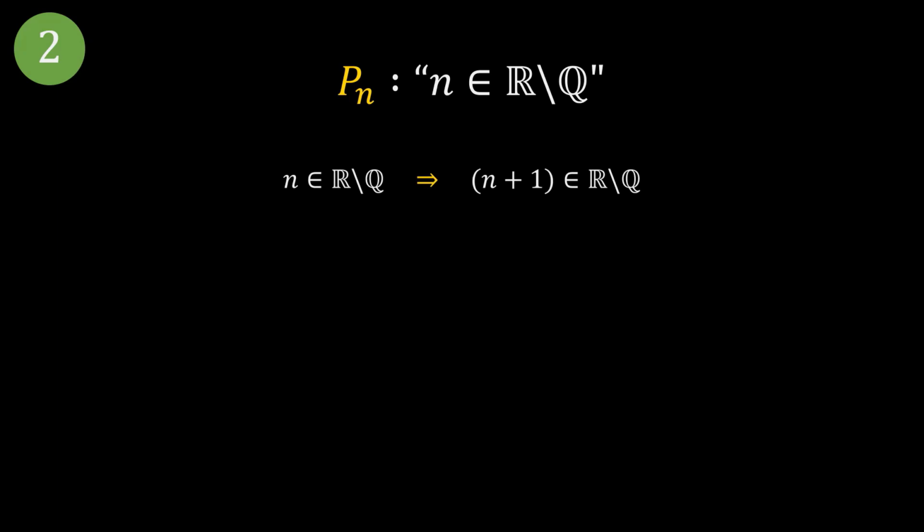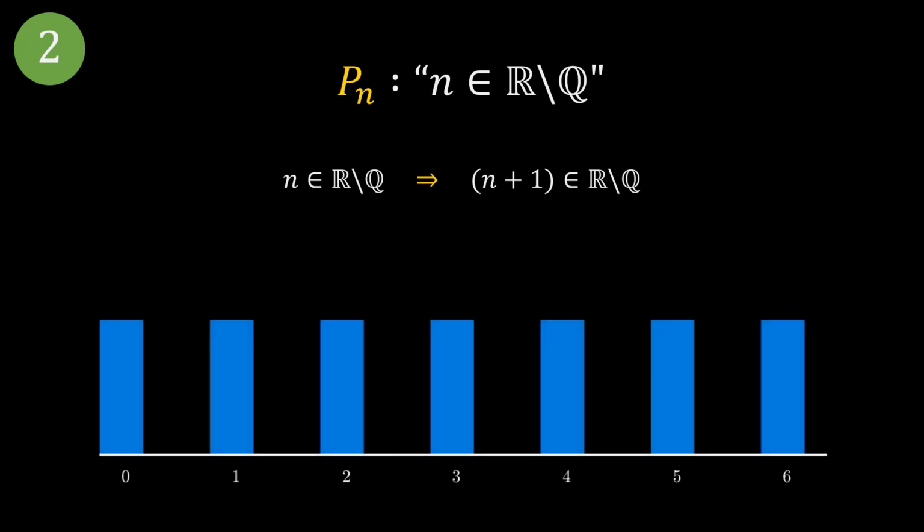In the second example, the property Pn is: n belongs to R minus Q. That is, n is an irrational number. If n is not rational, then adding 1 won't make the result rational, and n plus 1 would also be irrational. So Pn does imply Pn plus 1. The induction step is well satisfied.